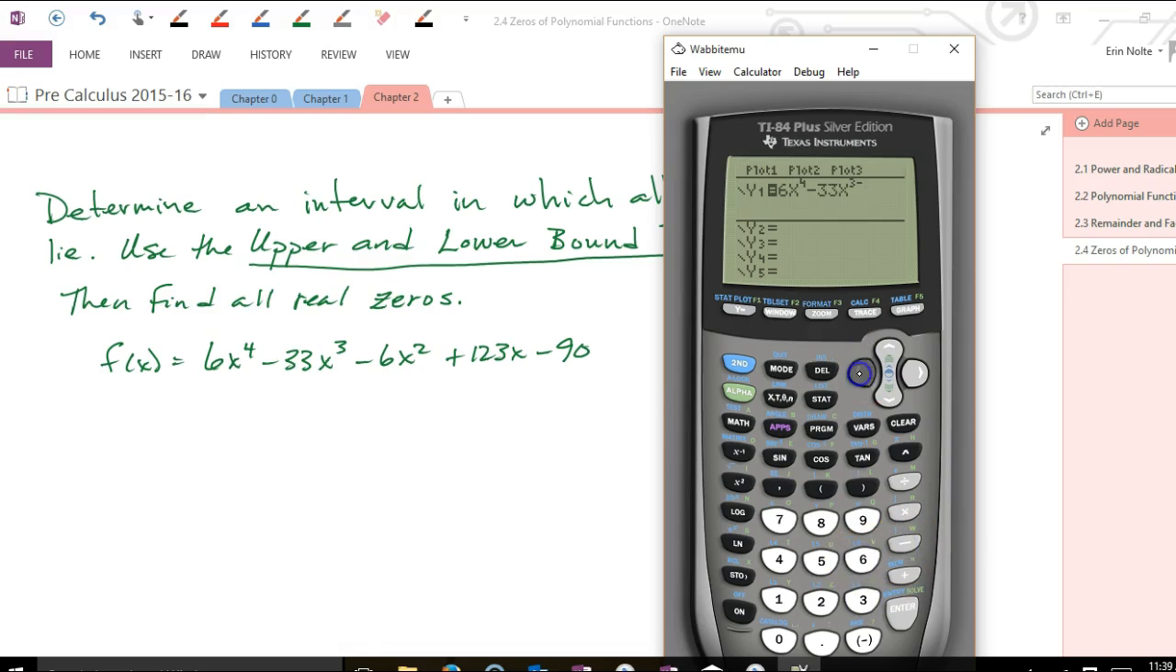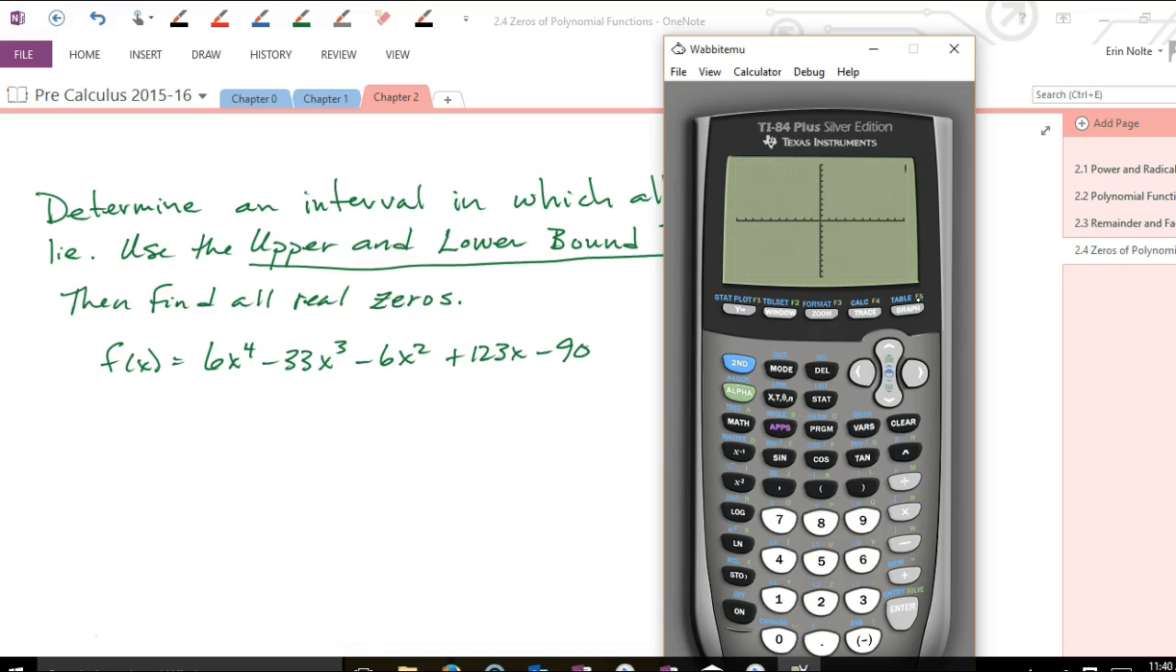Oh, son of a... I think I need to get decimals on here. Almost there. Did it. Yes. Enter. Okay. Graph.